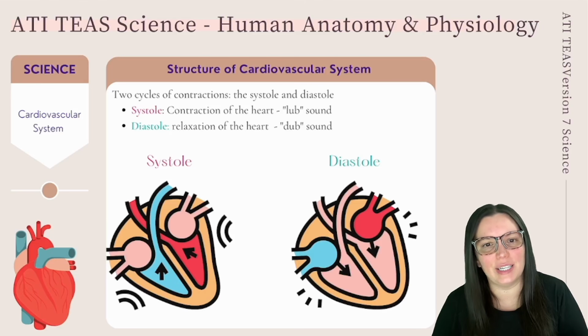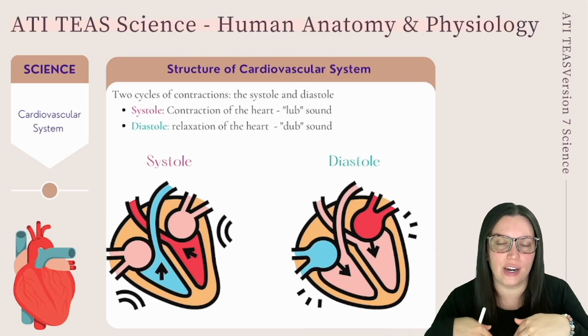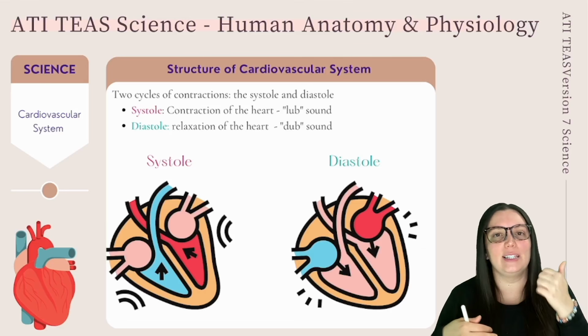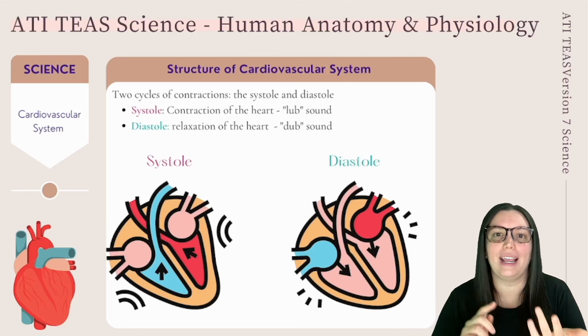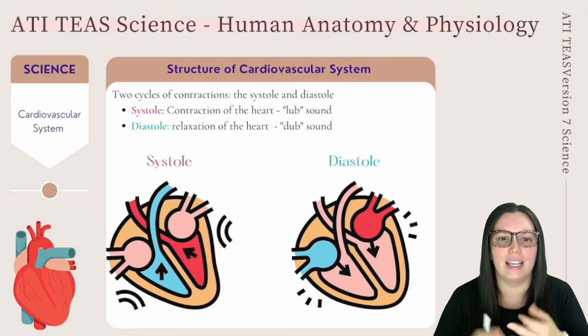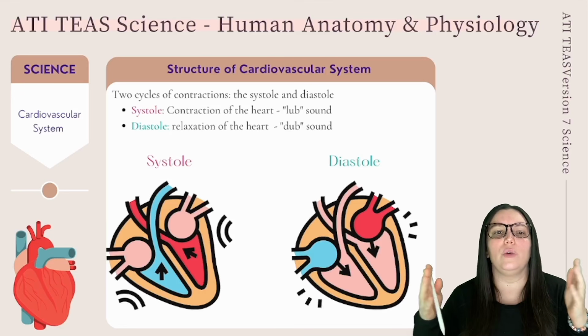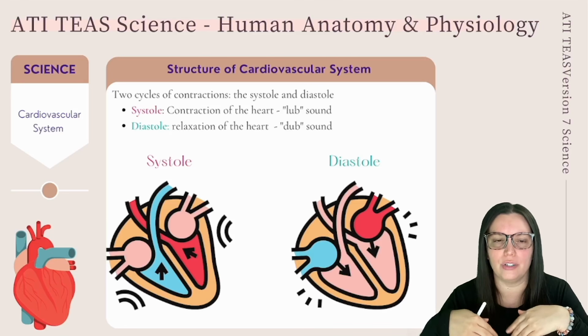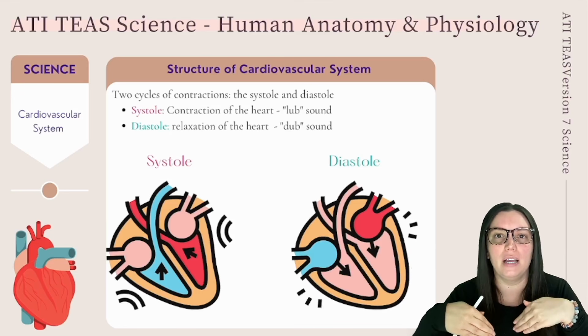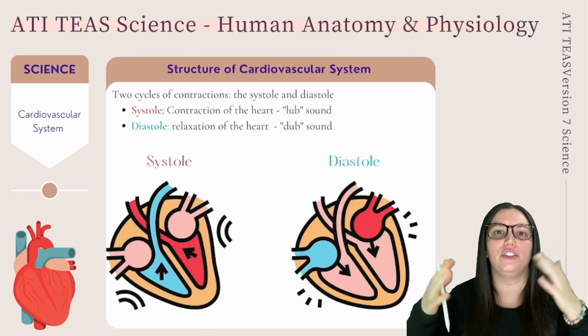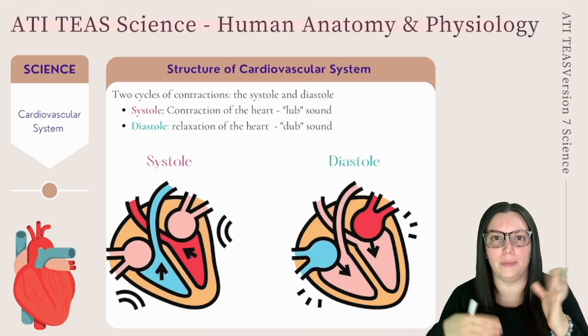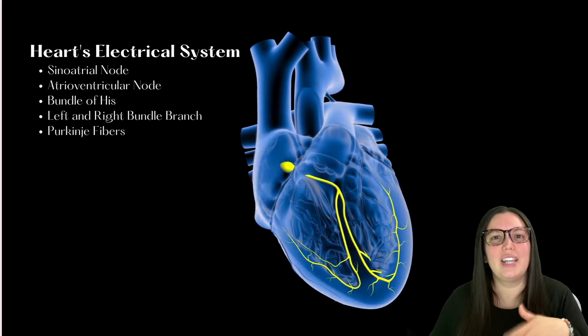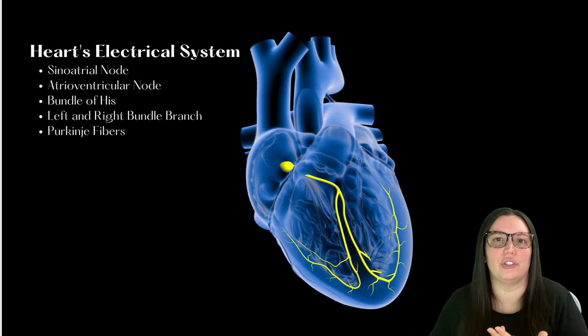During diastole, blood is flowing into the heart and filling the chambers. That's when our semilunar valves, our aortic and pulmonic valves, close, and that's when you hear the dub sound. So during systole you hear lub, and during diastole you hear dub. Lub, dub, lub, dub. So next we're going to move on to the heart's electrical system.